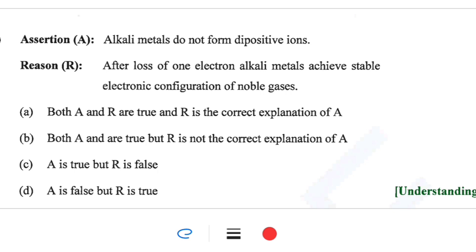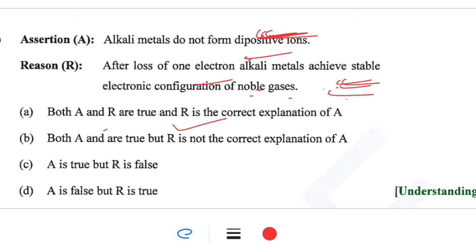Yes. They do not form dipositive ions. Alkali metals form only one positive ion. They won't give out 2 electrons so that it converts into a dipositive ion. So the assertion is right. But when we come to the reason: after loss of one electron, an alkali metal achieves the stable electronic configuration of a noble gas. Yes, this is also true. After losing one electron, alkali metals achieve their stable form, right? So it is also correct.